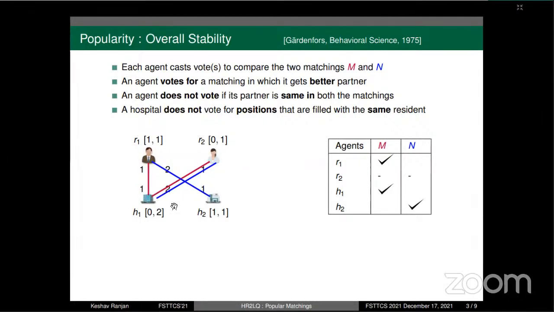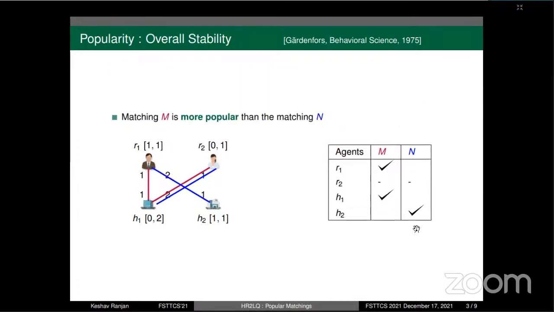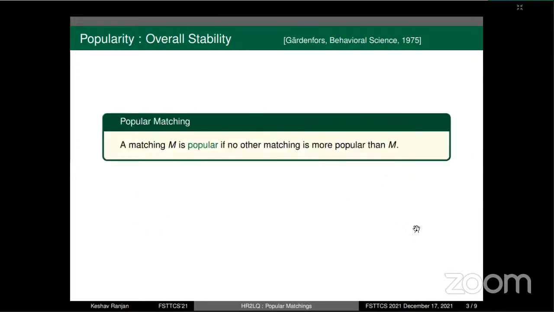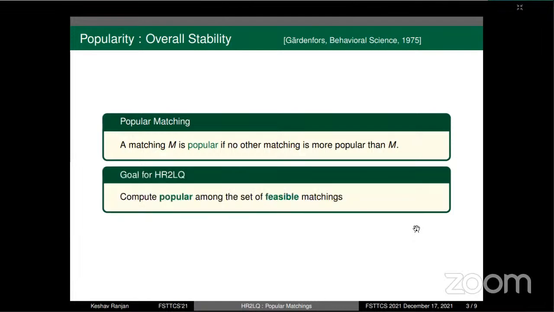So although H1 has quota 2, it casts only one vote, and that vote goes in favor of the purple matching M here. So we see that purple matching M gets more votes than blue matching N, and hence it is more popular than the blue matching. So we define a matching M as a popular matching if no other matching is more popular than it. Now our goal in HR to LQ instance is to compute a matching which is popular amongst the set of feasible matchings.